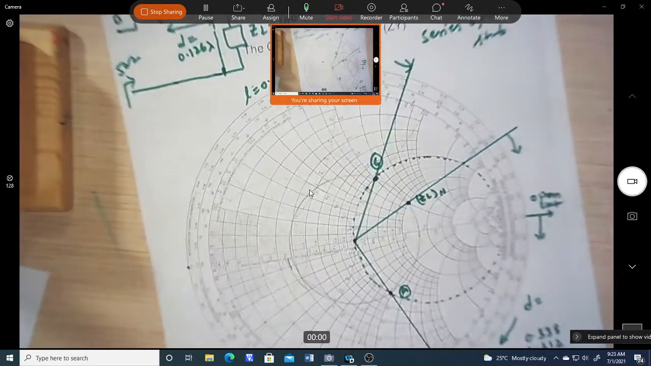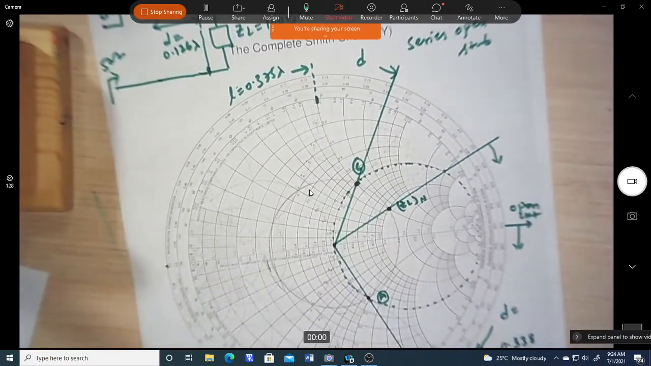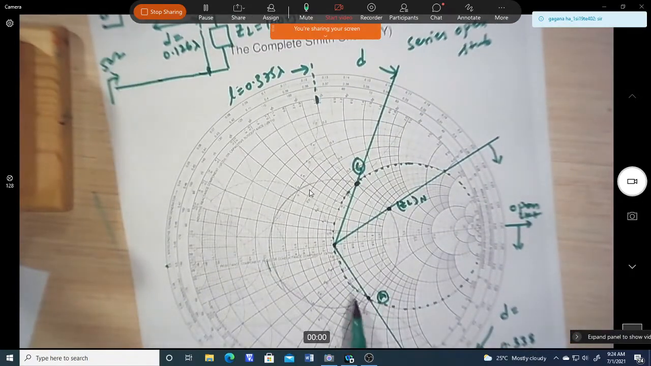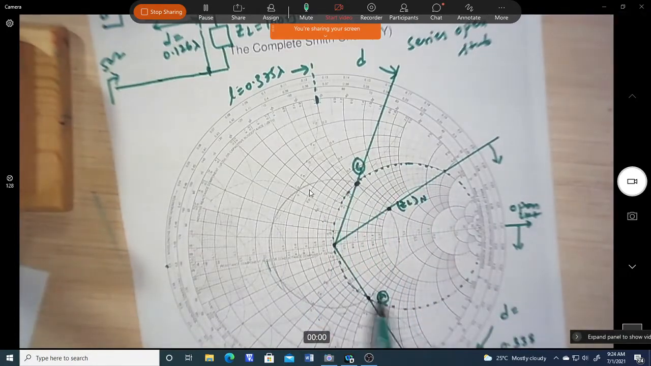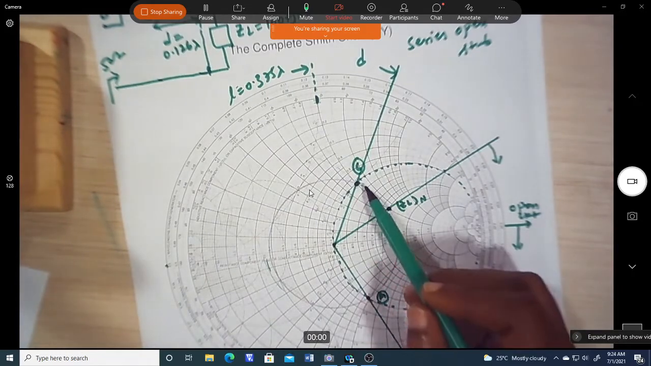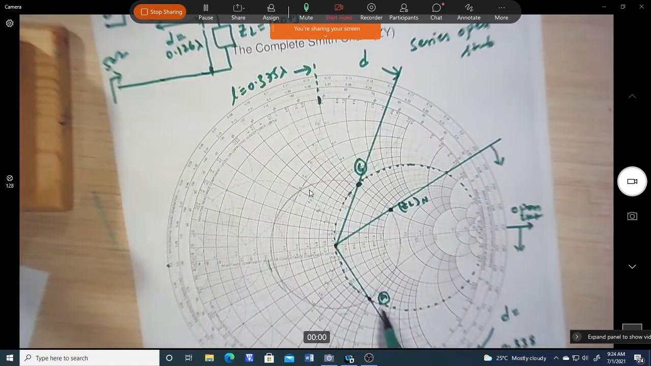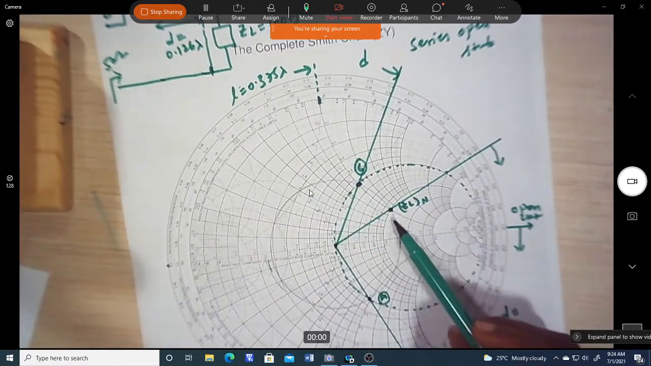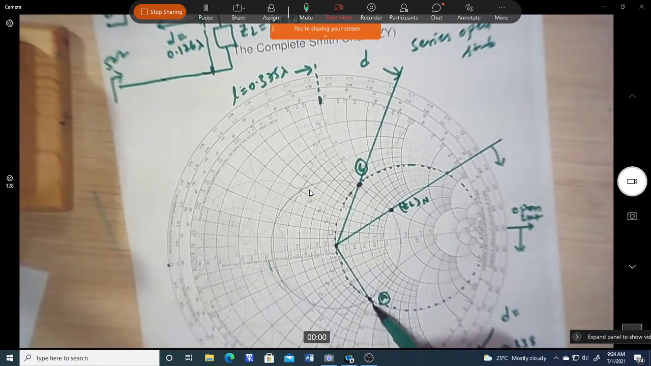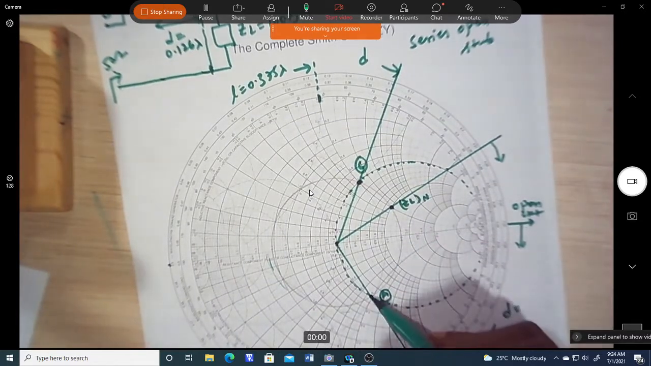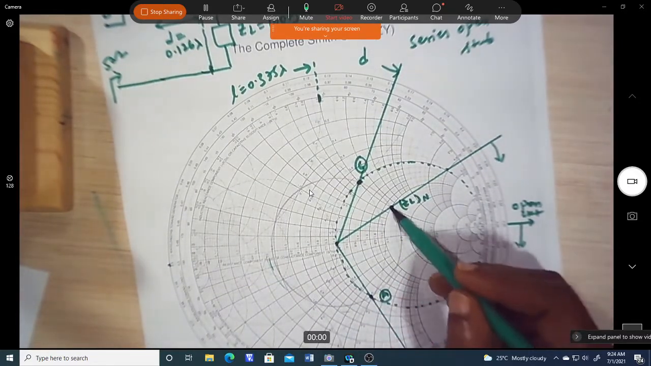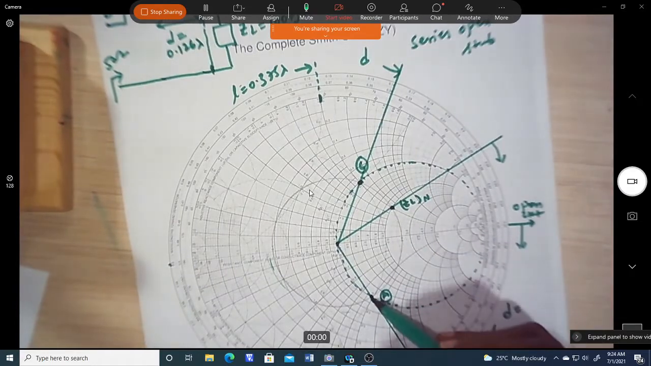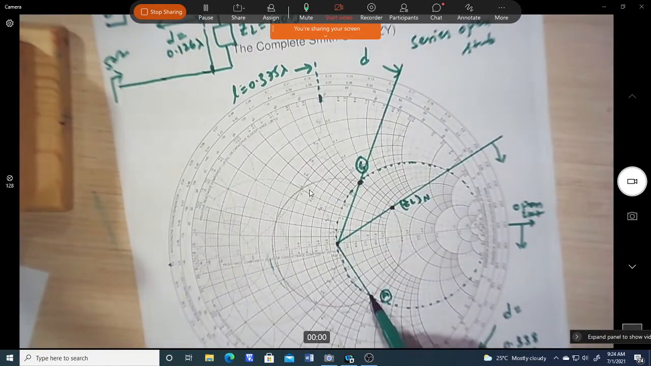So in order to find the length of the stub, first we need to look at the unity resistance circle or unity conductance circle. Since they specified a series open circuited stub, we need to look at the points where it will be on the unity resistance circle after moving the distance from the load point. Okay, so now let us take the first point A itself. We are moving the distance from the load point to this point towards the generator, so that we will get the impedance value which is 1.